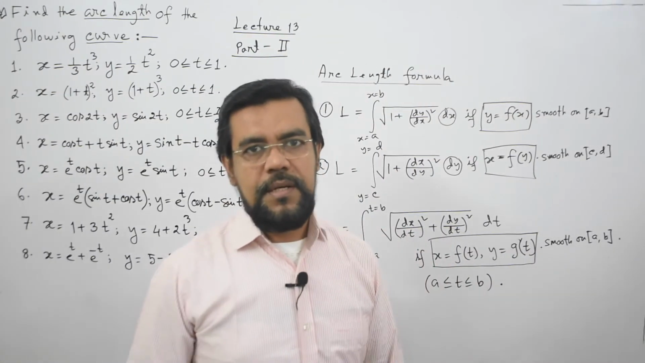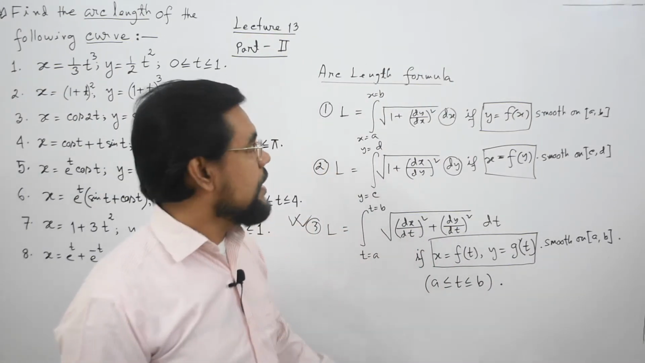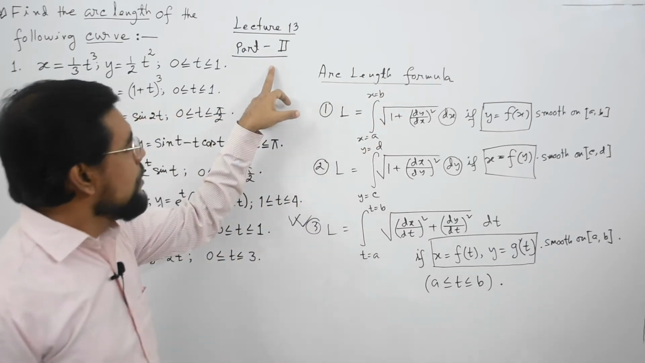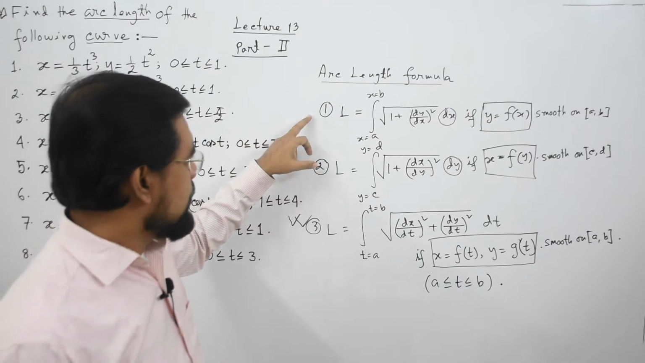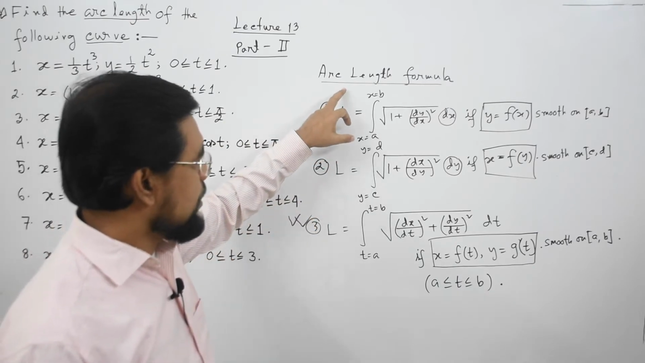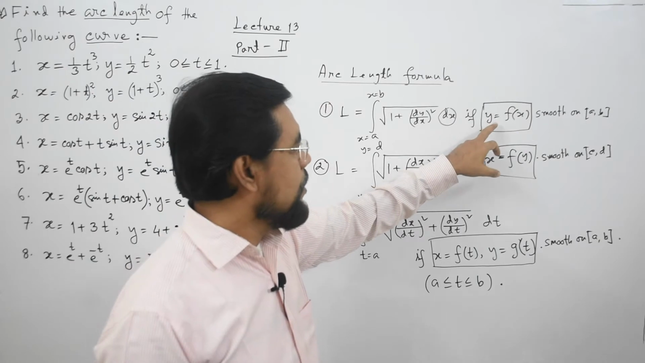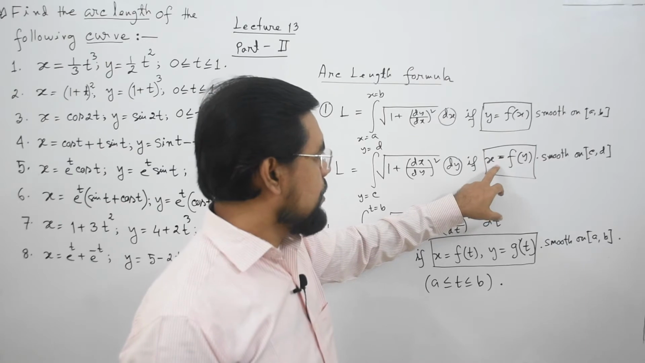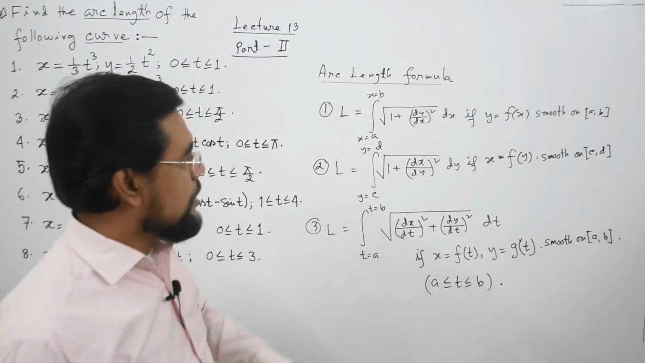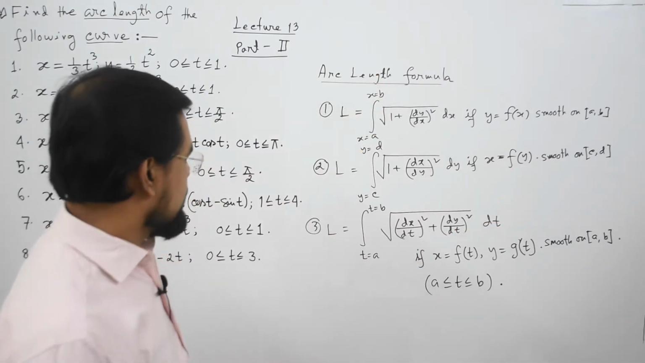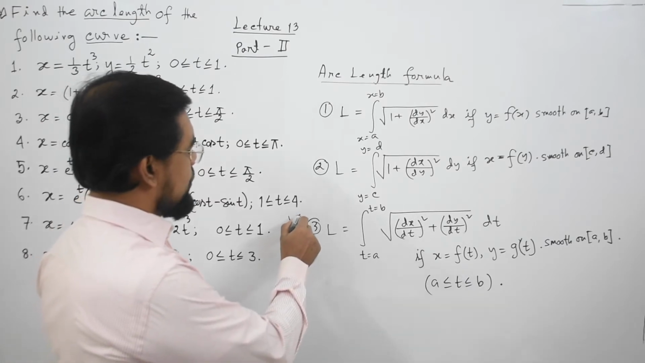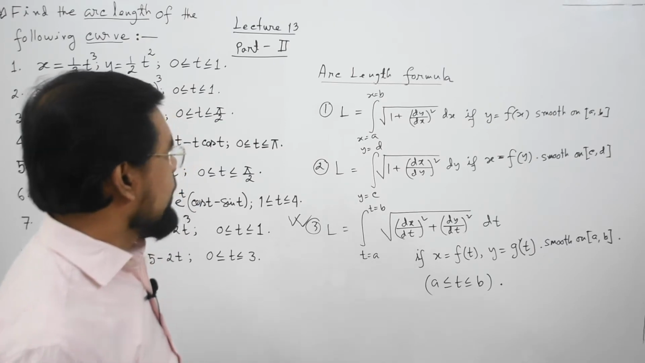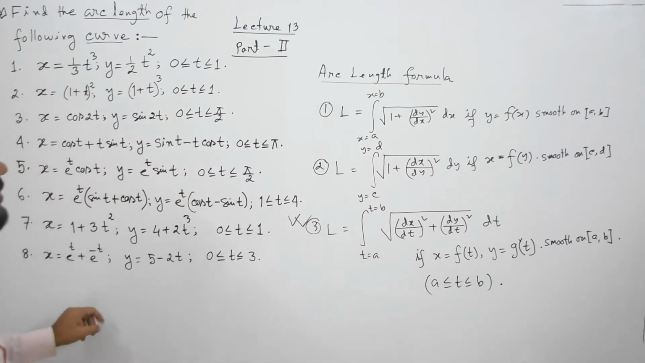Dear students, welcome back, and the topic of this lesson is again arc length. In our previous lesson, part 1, we used formula 1 and formula 2 to calculate arc length of a given curve, y equal to a function of x or x equal to a function of y. But here in this lecture we want to use formula 3 in order to calculate arc length for problems like problem 1 to 8.